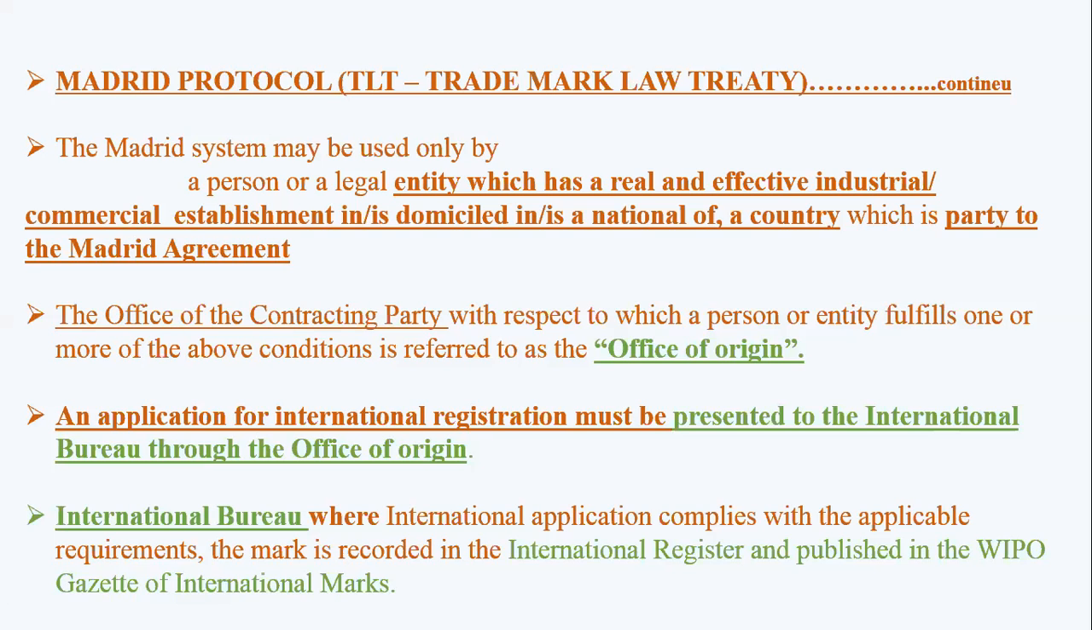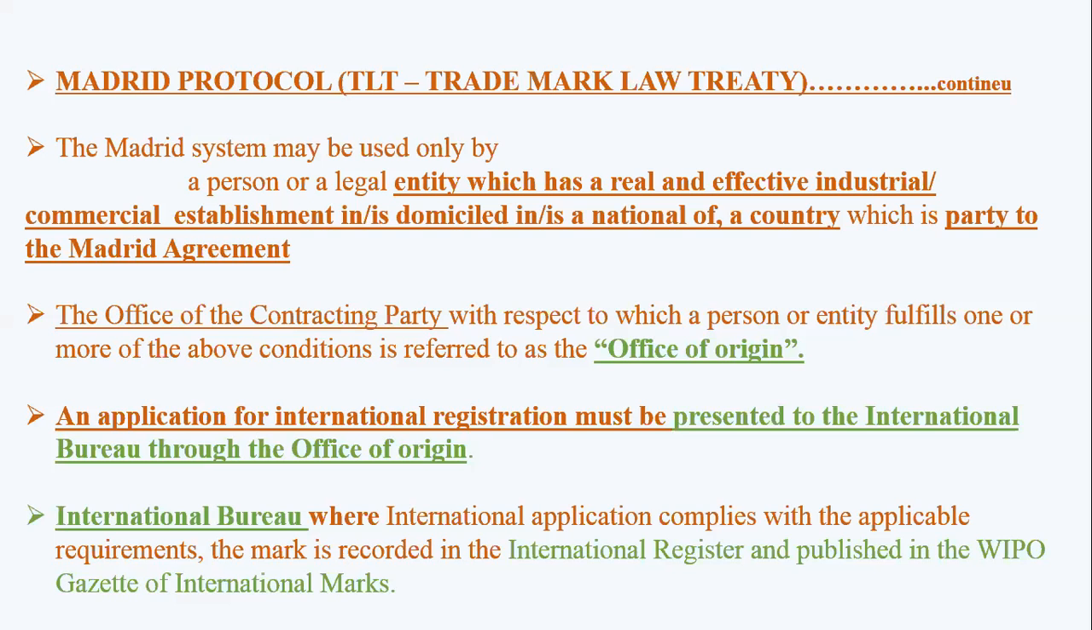It means India should have agreed to this Madrid Treaty, and I am from India, domiciled in India. Then only is it possible. And the office which submits all these documents from India to the World Intellectual Property Organization, this office located in India will be considered the Office of Origin, or India is considered the Office of Origin, as India is a party to this Madrid Protocol.